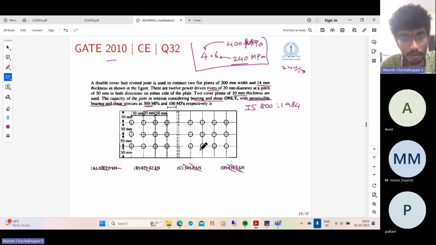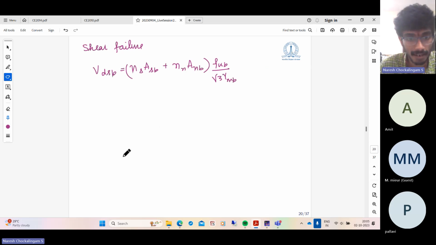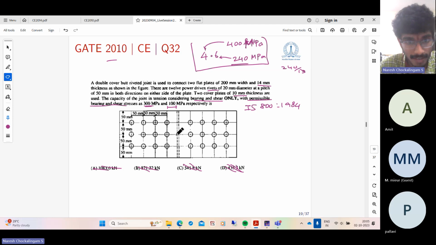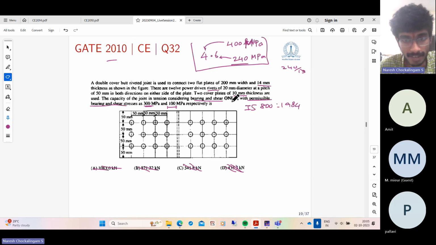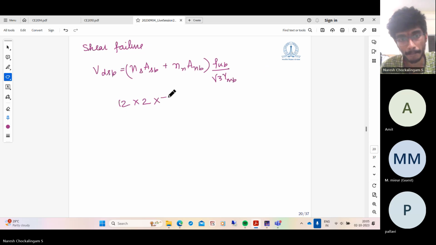In this case, what is the number of shear planes? If you consider this, this half is resisting the same. You have 12 bolts, and it is a double cover lap joint, so there are two shear interfaces into two. Let us assume there is no separate shank and net values for a rivet. It's the same. So what is the area of this rivet? It is pi by 4 into 20 square, into FUB.